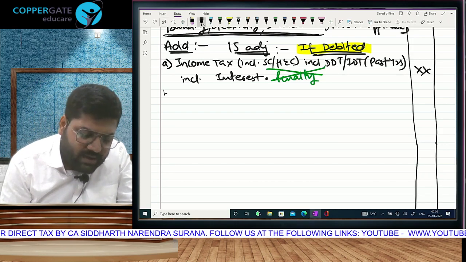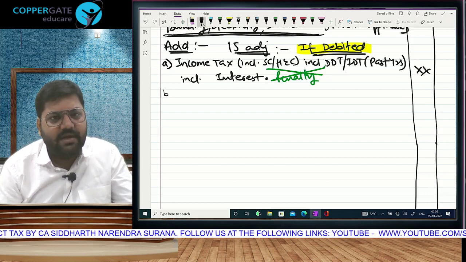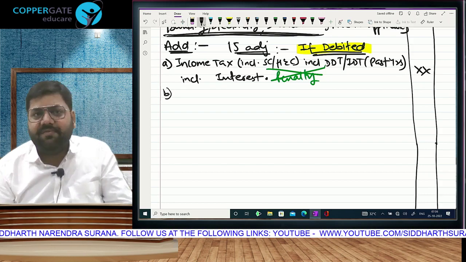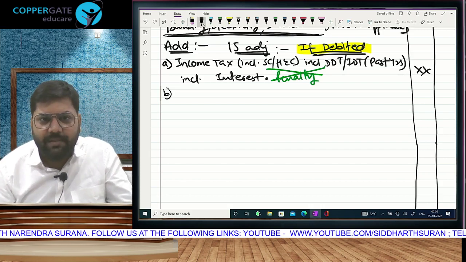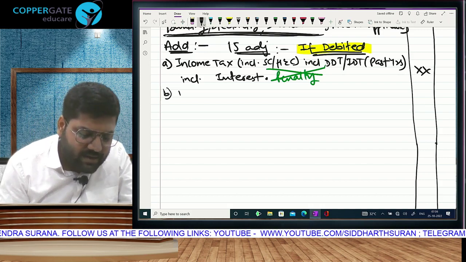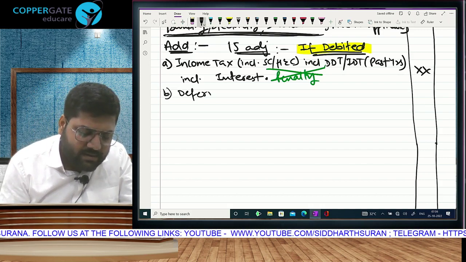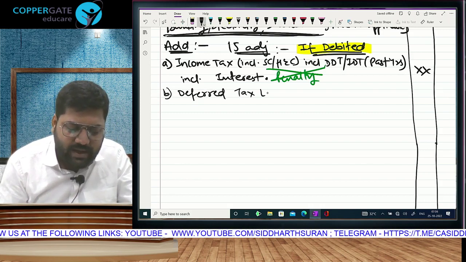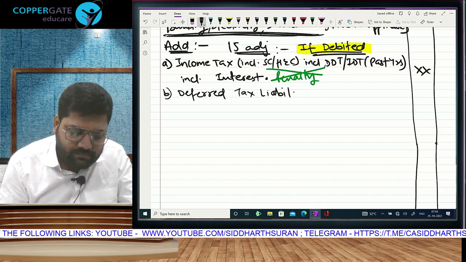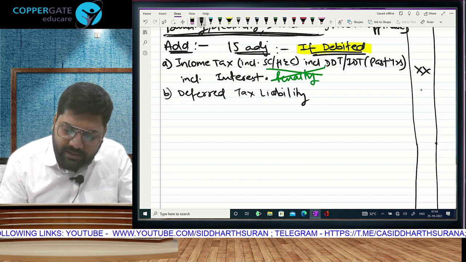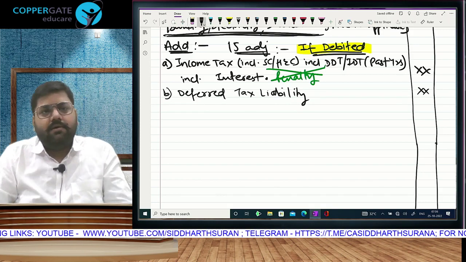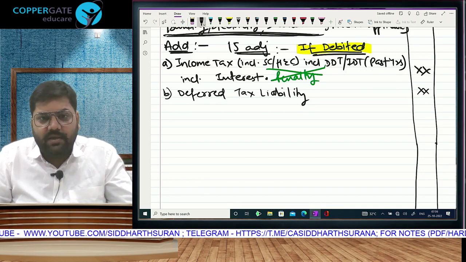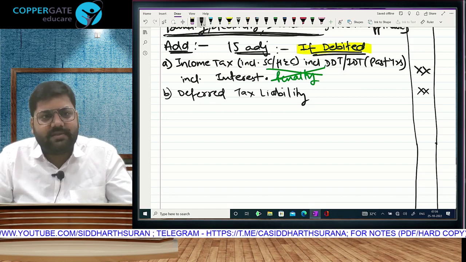We go back to the add side. The moment we are on the add side, one thing is for sure, only if it is debited. If it is debited, it means you have reduced your profit, but it's a wrong debit, so we will have to add it back. We are now going to add an amount called deferred tax liability. Add back. If debited and you have reduced your profit, then only you will add back deferred tax liability.